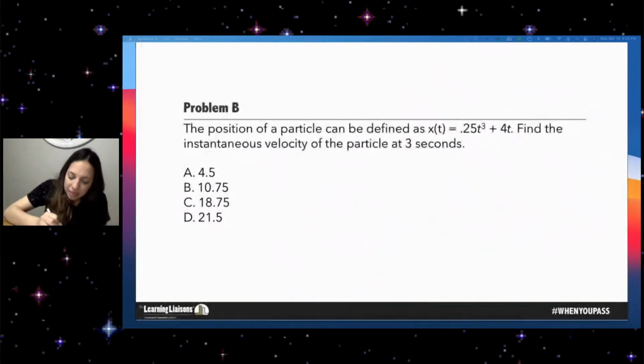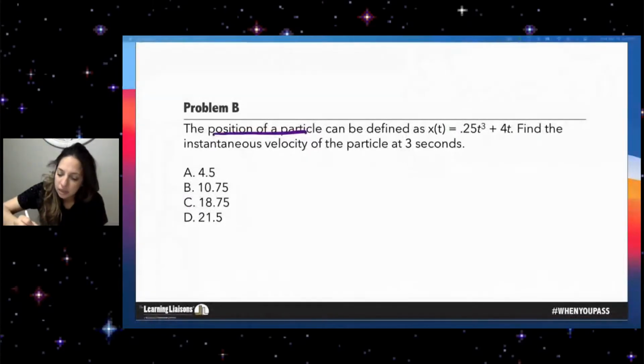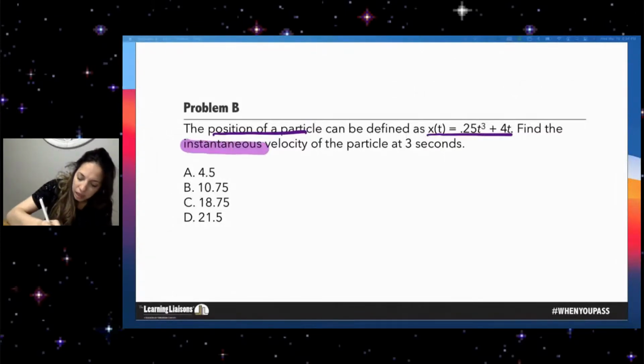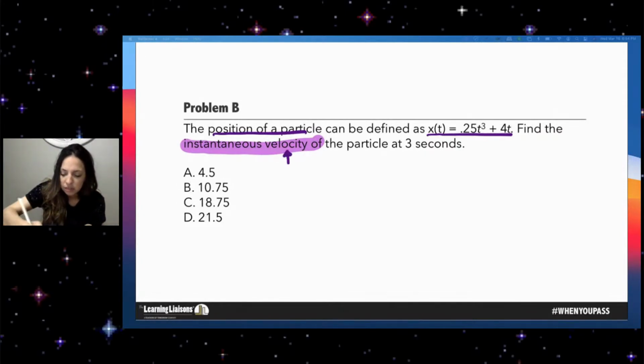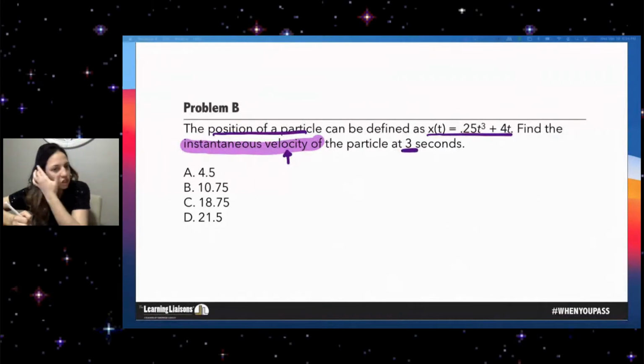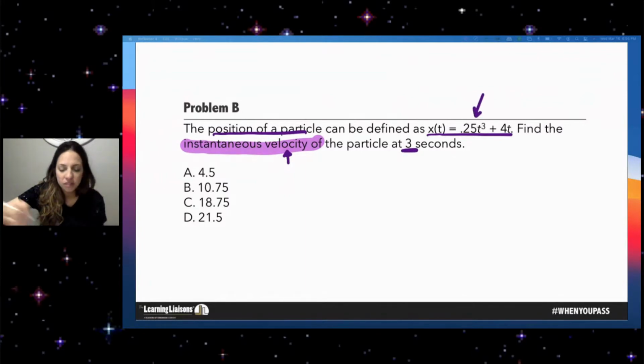The position of a particle can be defined as x of t equals 0.25 t cubed plus 4t. Find the instantaneous velocity of the particle at 3 seconds. Don't get confused by their ability to use big words here. Instantaneous velocity just means find the velocity at 3 seconds. It's just at that instant. That's all they want. Well, if this is the position, what do we have to find?